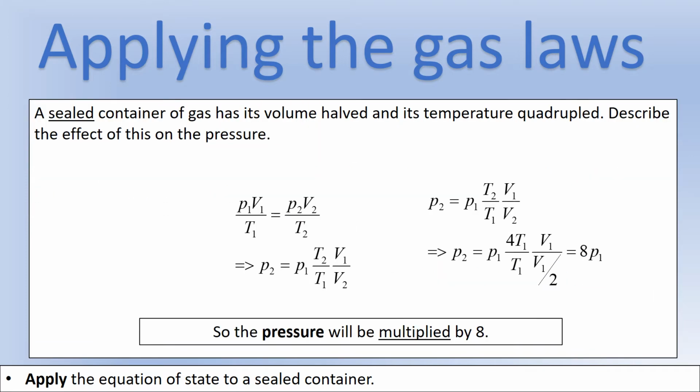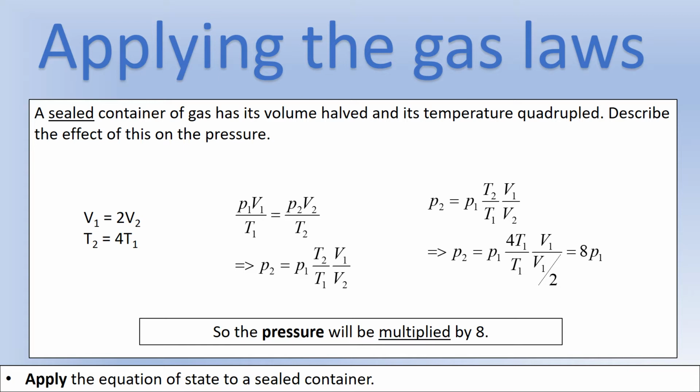So to give you a scenario, if we have a container of gas and we halve its volume and quadruple its temperature, or times by 4, what effect does that have on the pressure? So first of all, we can get our expressions there. So we said the volume is halved, so we know the initial volume is double the final volume. And we said the temperature is quadrupled, so the final temperature is 4 times the initial temperature. So we've got our statement that the PV over T is equal to each other. We want to find the final pressure, so I make P2 the subject.